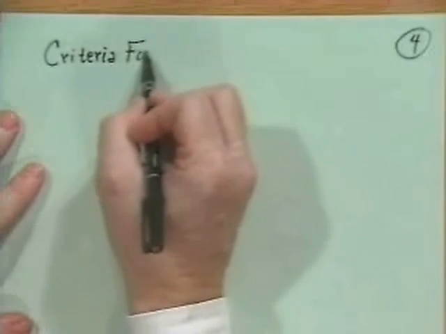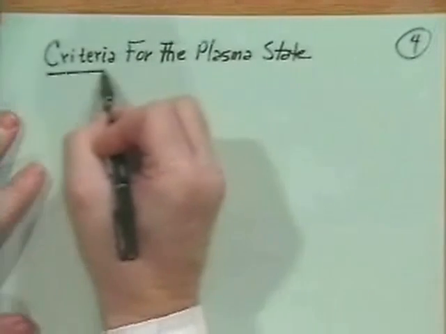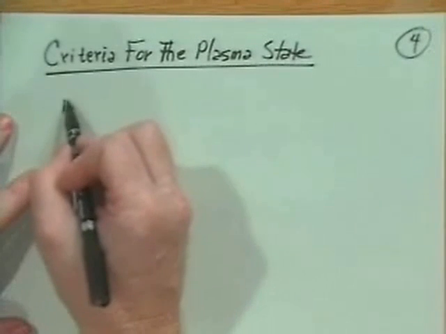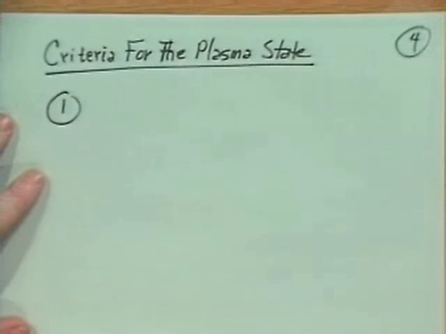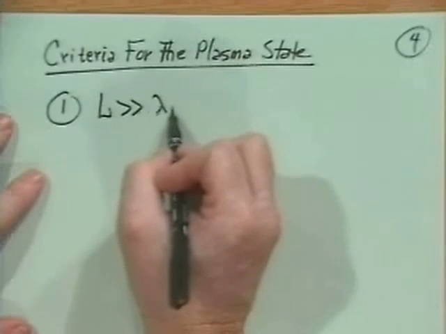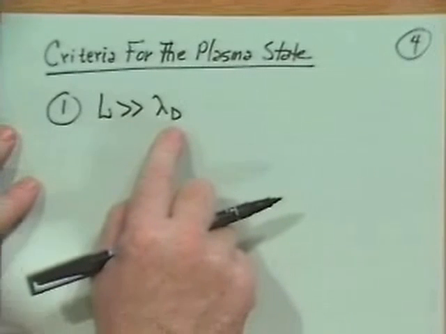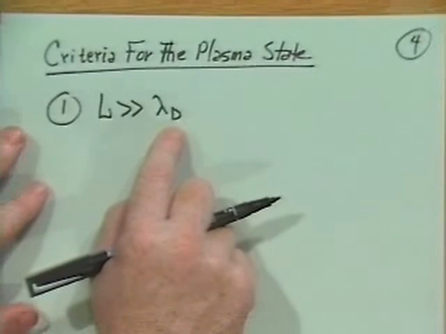Okay, with this sort of introduction, we're ready to say a little bit about the criteria for having a plasma state. Well, the first thing is that we need systems that are big compared to a Debye length, so we can get this Debye shielding action around any one particle to happen. So I'll write that as L much greater than lambda Debye. It means the size of the plasma, 10 centimeters in a laboratory plasma, is much greater than the Debye length, something like 10 to the minus 4 meters or so.